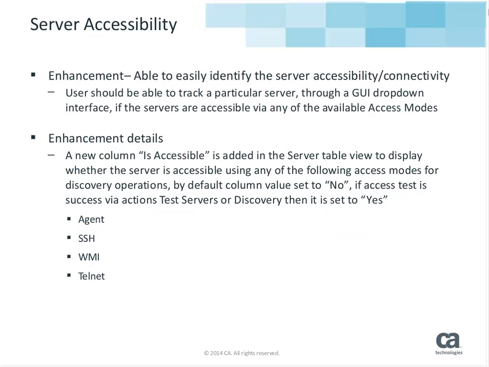the column is just set to no. If the access test is successful via the test server or discovery, then it's yes. So we're validating: yes, my agent's up, I can get there, I have access. Yes, I can SSH, WMI, telnet, and so forth.